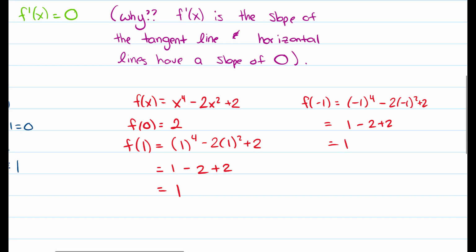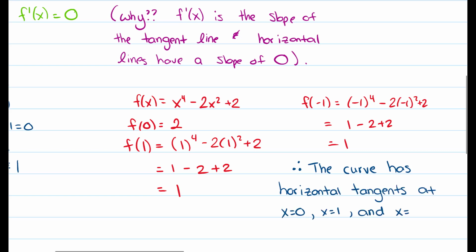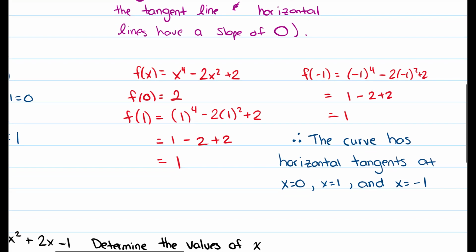Now we can write our answer. The curve has horizontal tangents at x = 0, x = 1, and x = -1. And if we really wanted to write out the coordinates, we could say it has horizontal tangents at (0, 2), (-1, 1), and (1, 1).